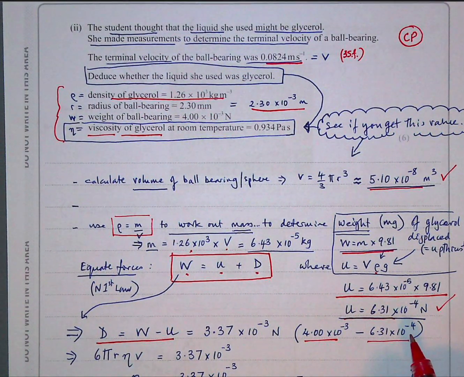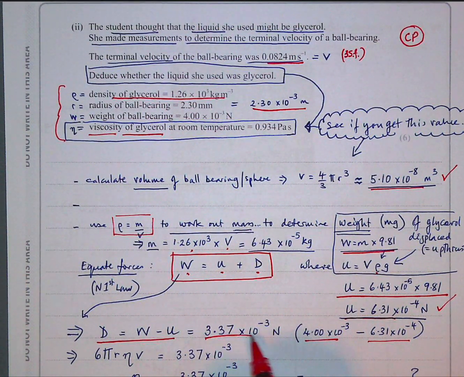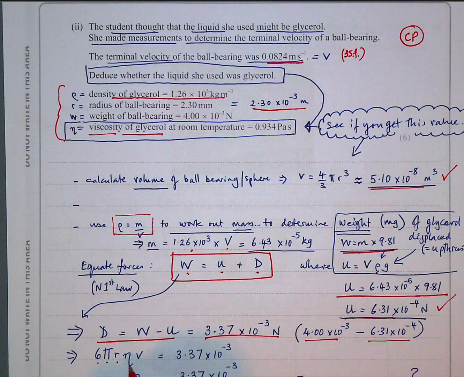The mark scheme, if you look at it, they've actually done it the wrong way here. This is corrected. So this will be the difference. So we now know that the drag force must be this size. What else do we know? We know 6, we know pi, we know the radius, and we know velocity. We want to see what this gives us as viscosity.